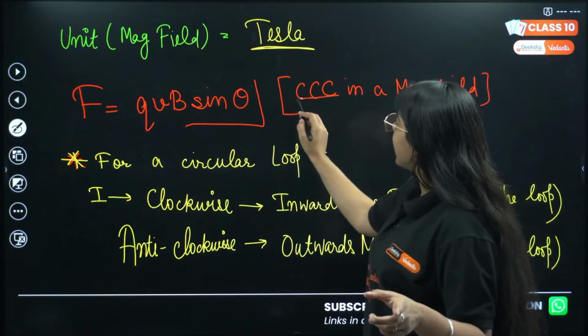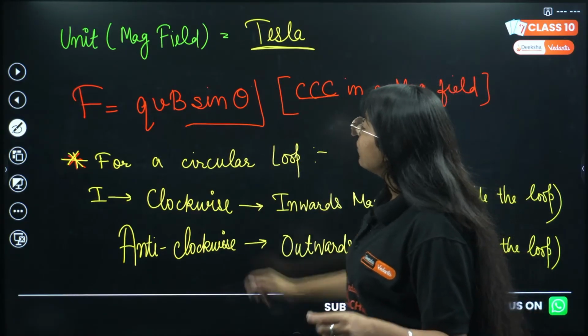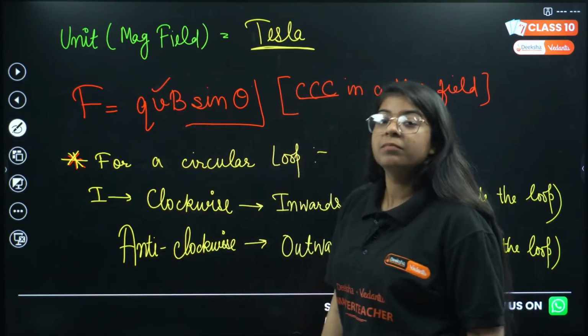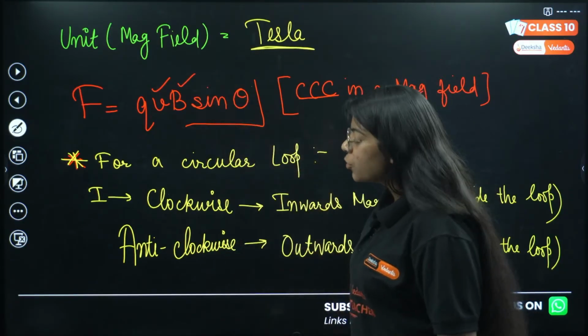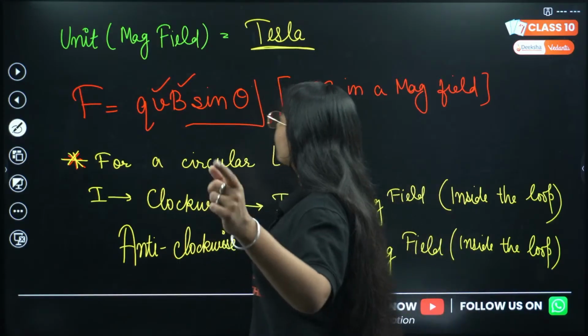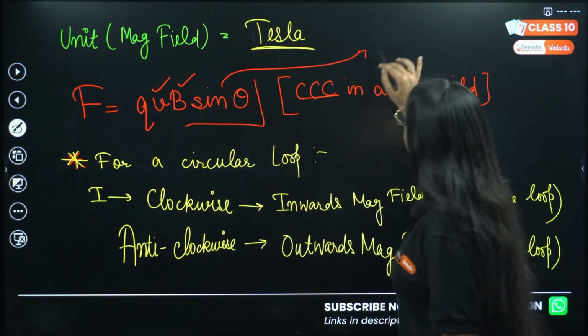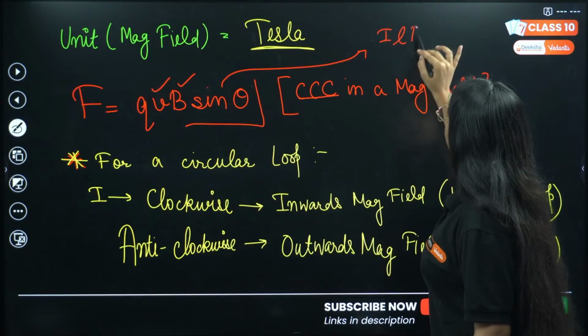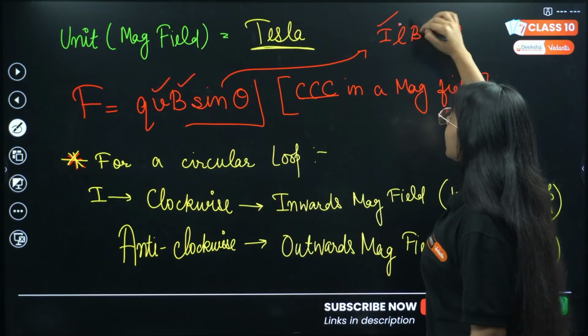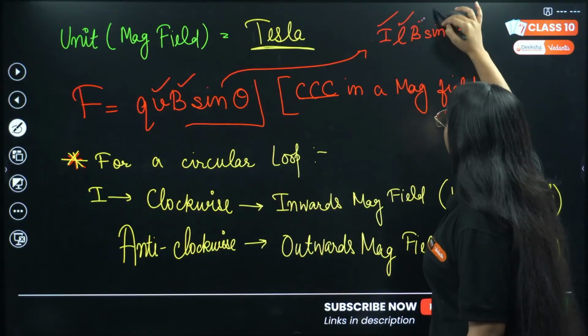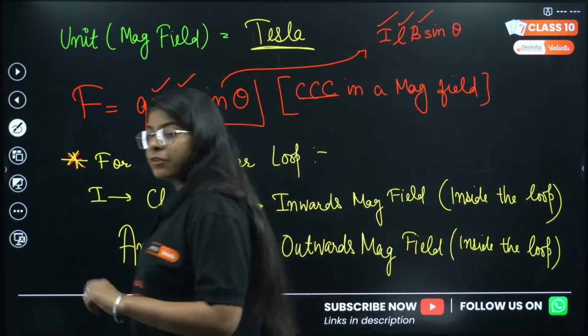This is a current carrying conductor, and V is the velocity of that conductor, because it's moving inside the magnetic field, and this is the magnitude of that magnetic field. Now one more formula comes out of this, that is ILB sin theta, that is current on the conductor, length of that conductor, and again magnetic field.